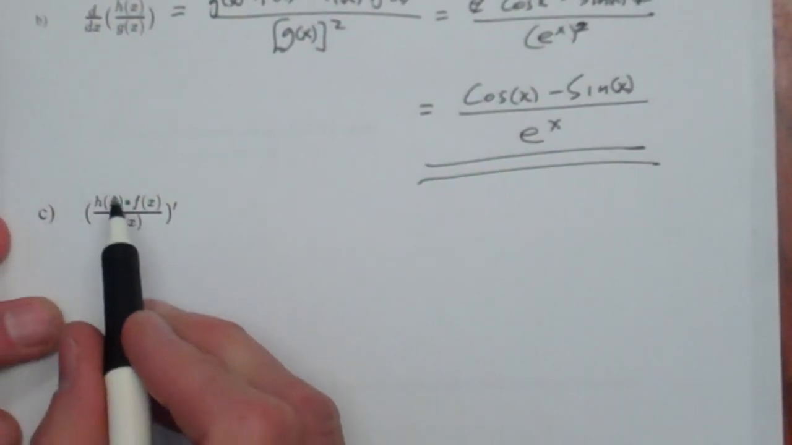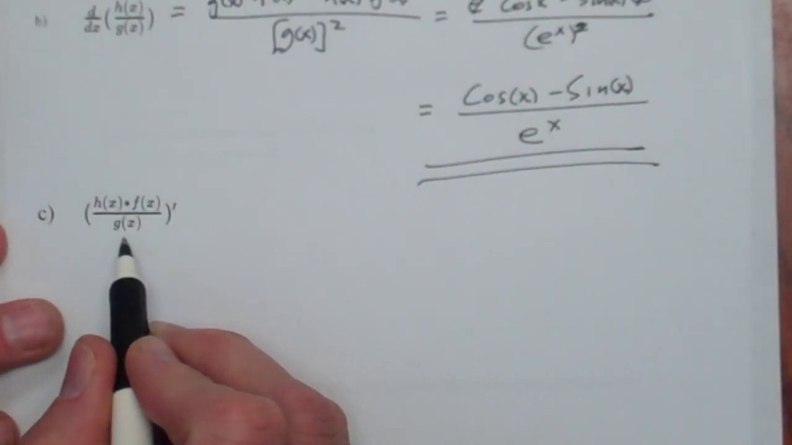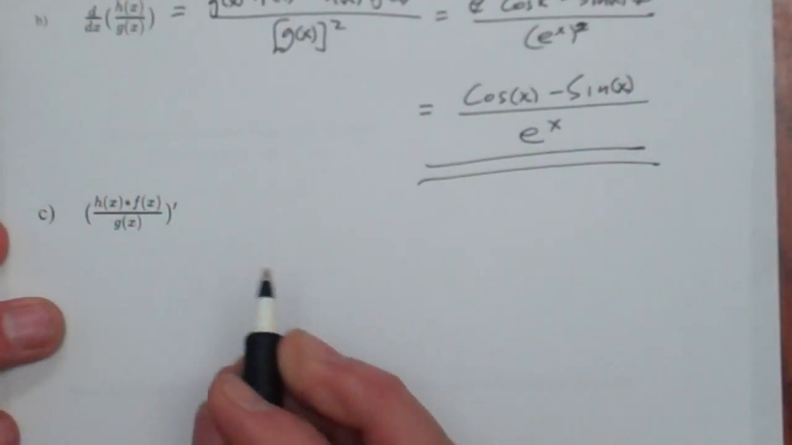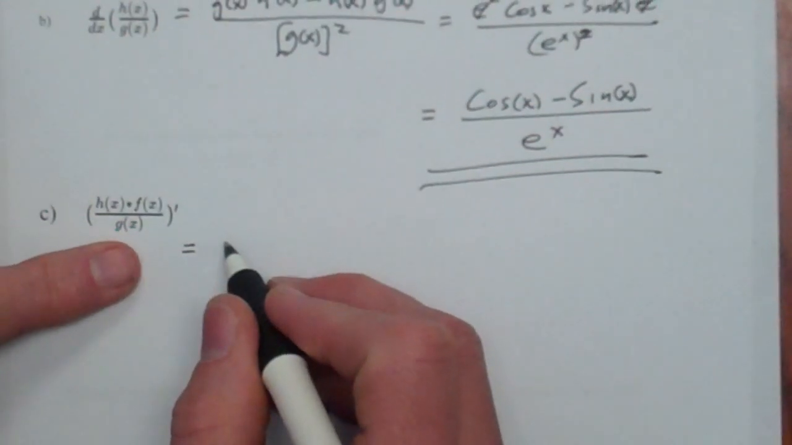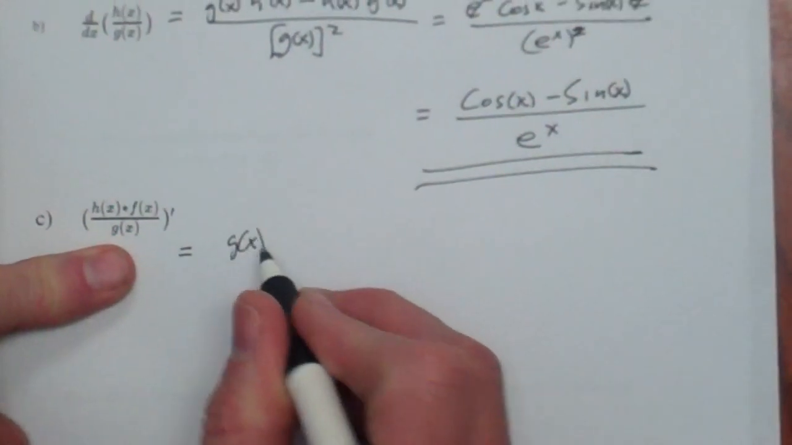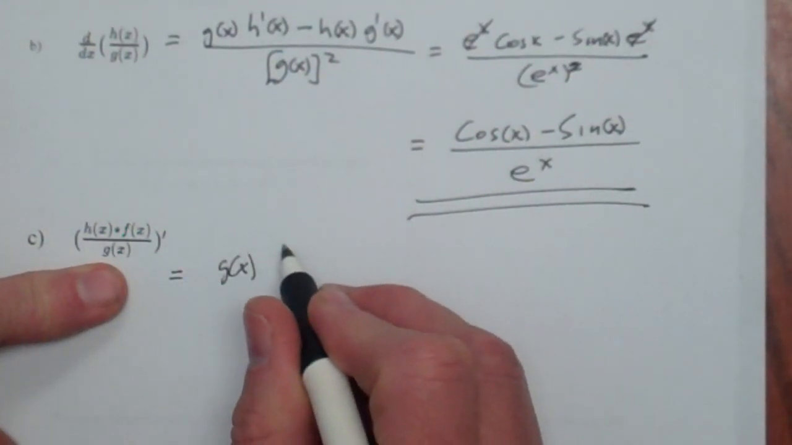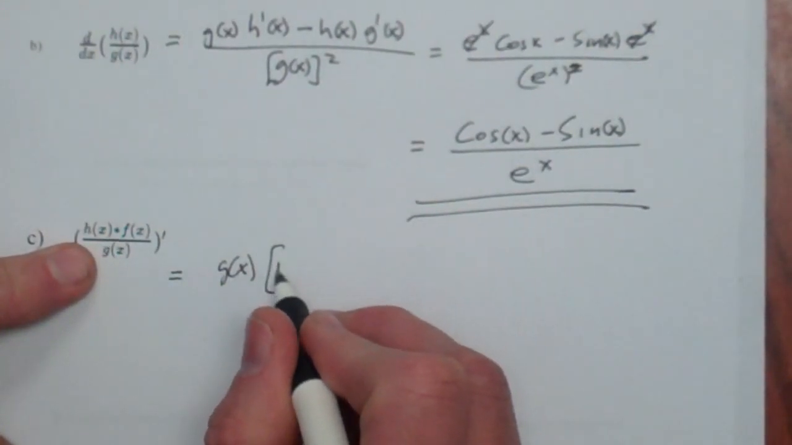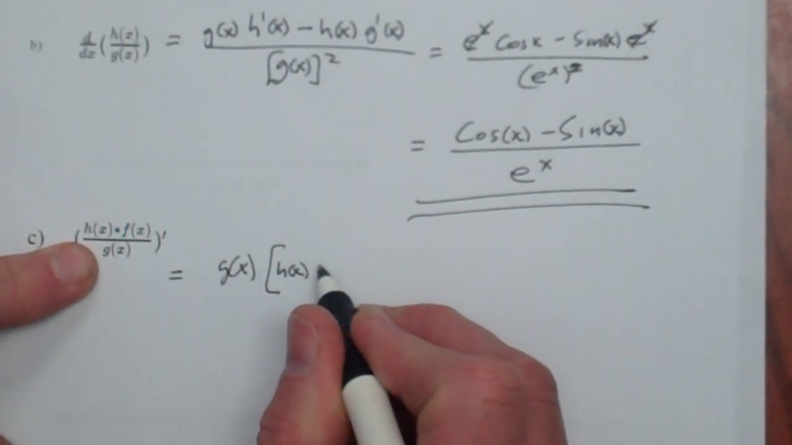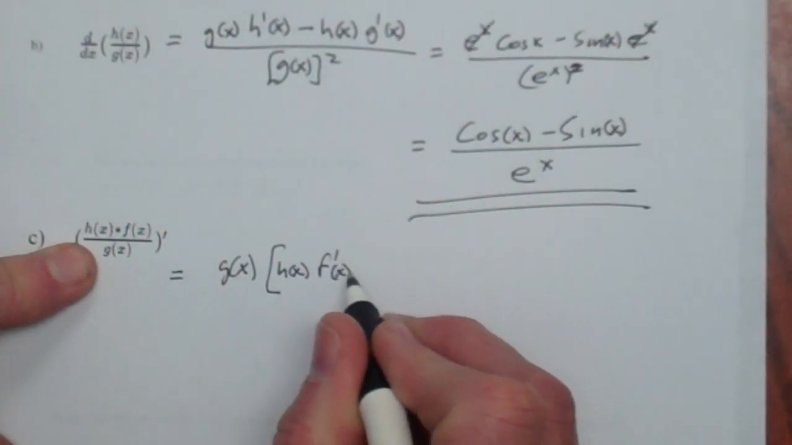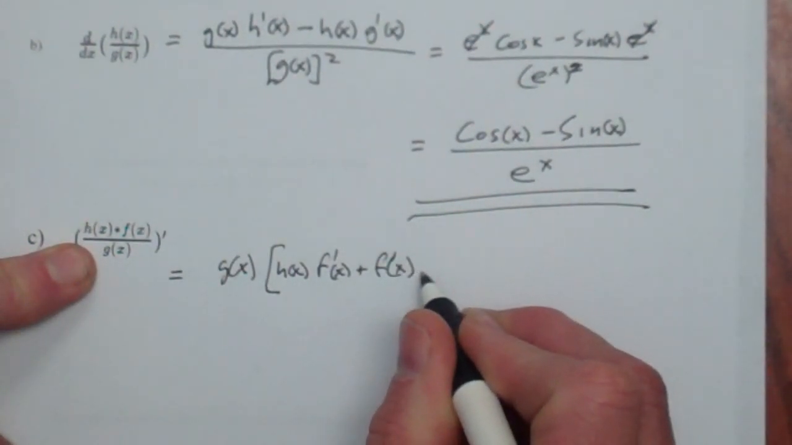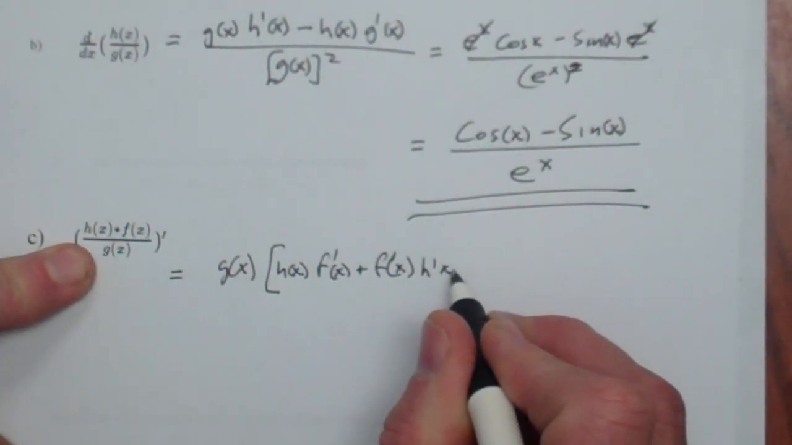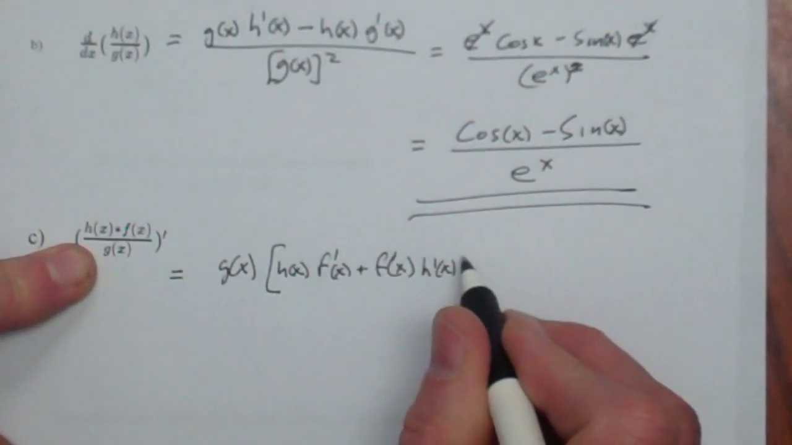This is now a product rule over a quotient rule. So this is just a combo problem. It's going to be somewhat lengthy, but grind it out. So the bottom, g of x, times the derivative of the top. Well, put big brackets because that's going to be h of x and then f prime of x plus f of x, no prime there, and then h prime of x. That's the product rule.